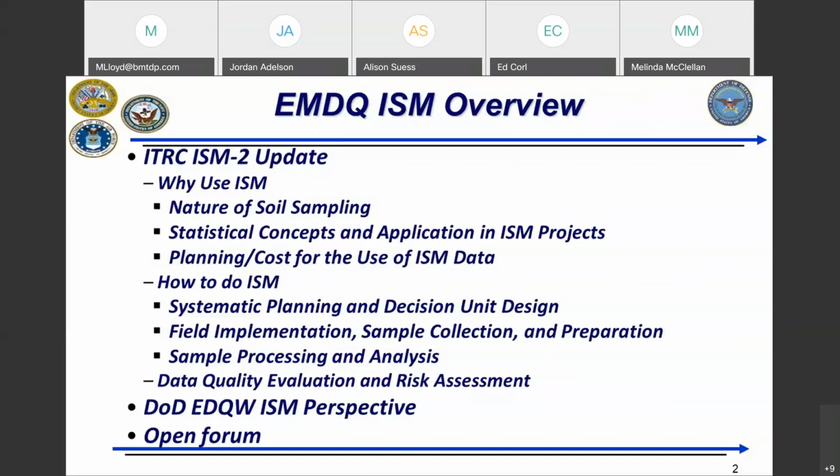After that, I will then give the group sort of a brief EDQW's perspective of incremental sampling as well, and then we'll migrate directly into the open forum.